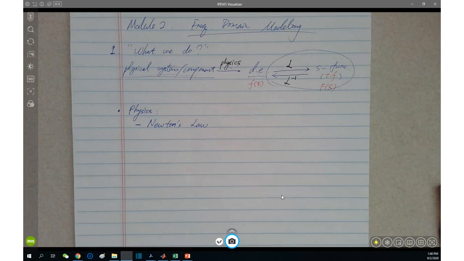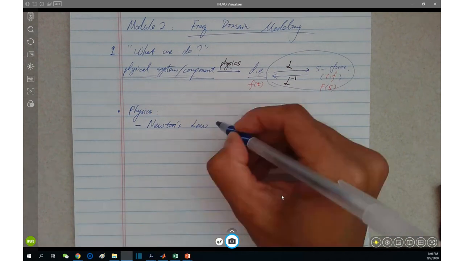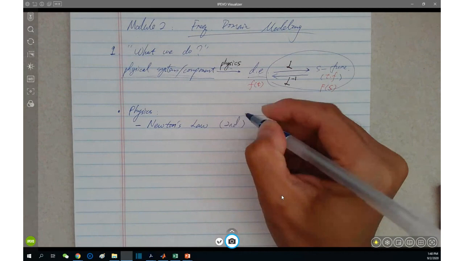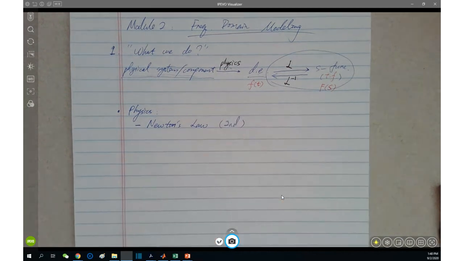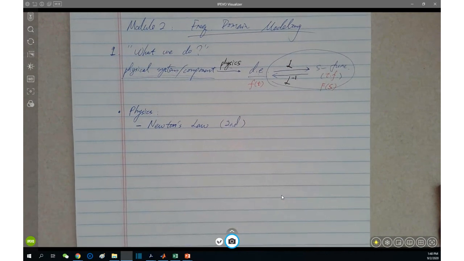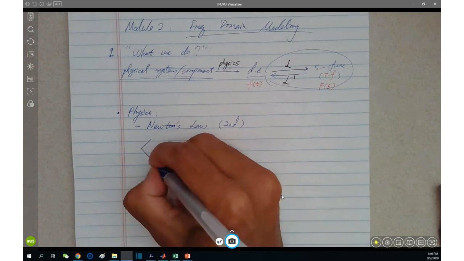Newton's law. I don't know how many laws he has. He developed three laws, right? The one we really use a lot is the second one. Be careful here. Actually, there are two versions of the second law, not only one.